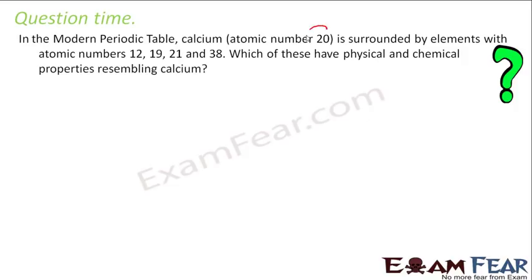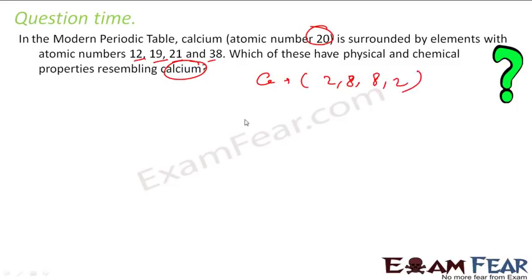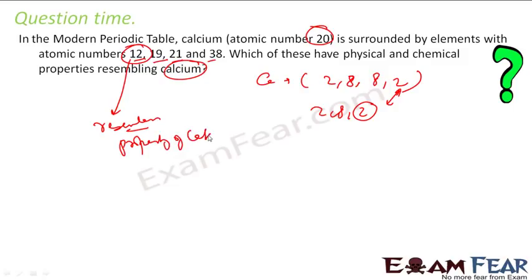The question says calcium, atomic number 20, is surrounded by elements with atomic numbers 12, 9, 21, 38. Each of these is claimed to have similar properties as calcium. So we have to find the electronic configuration. Calcium is 2,8,8,2. Correct. Now this one is 12, so 12 becomes 2,8,2. So if you see, the valence electron number matches. Thus I can say that this one resembles the properties of calcium.